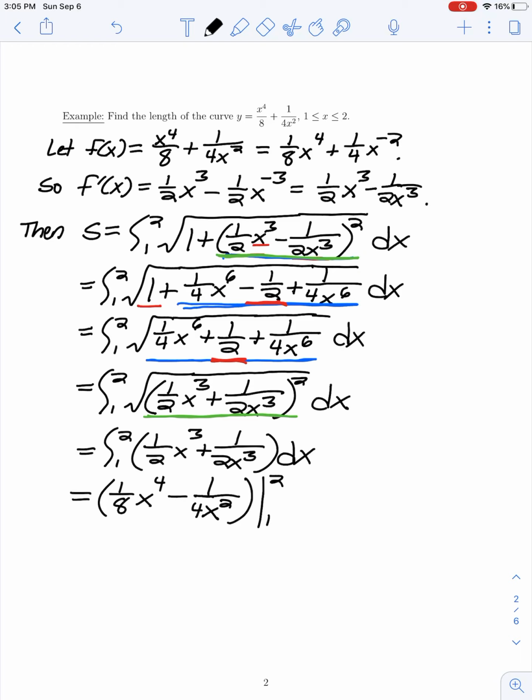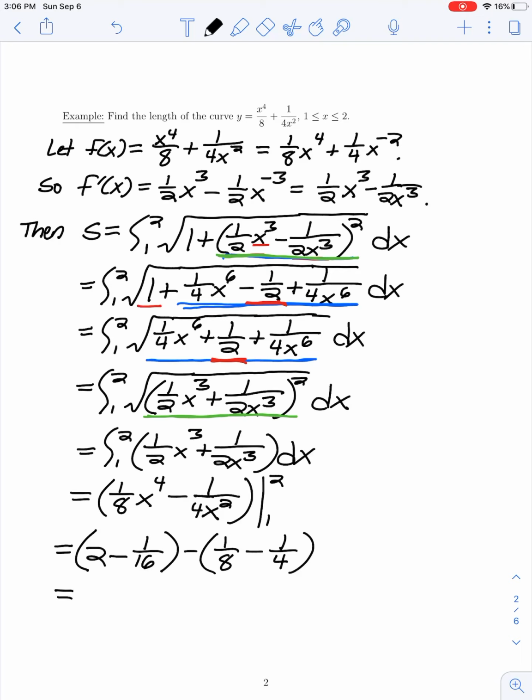So let's see what we're left with. When we evaluate at x equals 2, we would have 2 to the 4th, which is 16, times 1/8 gives me 2, minus 1 over 4 times 2 squared, which is going to be 1/16. And then I subtract the value I get when I evaluate at x equals 1, which would be 1/8 minus 1/4. So let's see what we're left with.